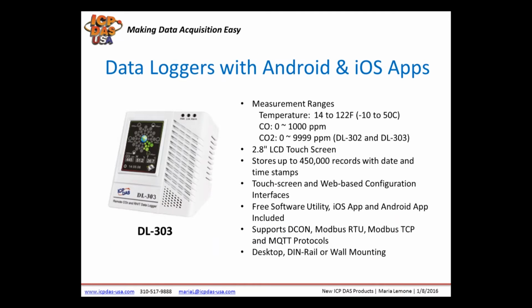We recently introduced DL303, a new multifunctional data logger with a 2.8-inch touchscreen that displays and logs temperature, humidity, carbon monoxide, carbon dioxide, and dew point information. You can store up to 450,000 records with it. It has relay outputs and alarms built in for when carbon monoxide and carbon dioxide levels are outside of the desired levels. It supports Modbus RTU, DCON, Modbus TCP, M2M, IoT, Internet of Things, and MQTT protocols for communication.